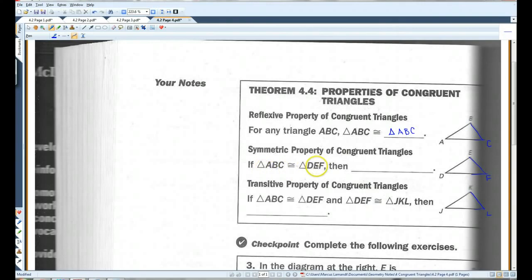If ABC is congruent to DEF, then triangle DEF is congruent to triangle ABC. And the transitive property: if triangle ABC is congruent to triangle DEF, and triangle DEF is congruent to triangle JKL, then triangle ABC is congruent to triangle JKL.